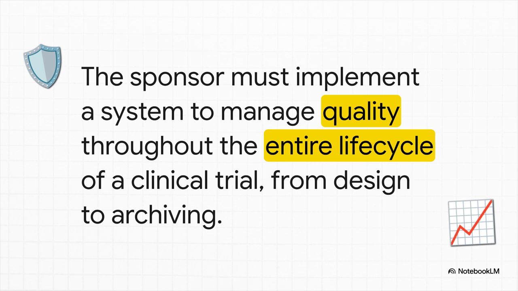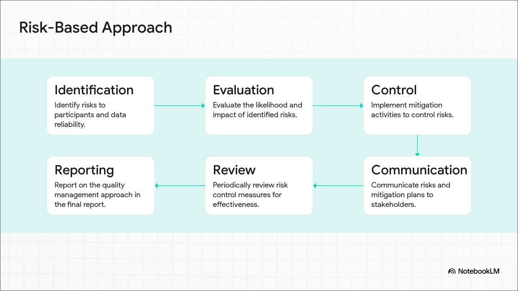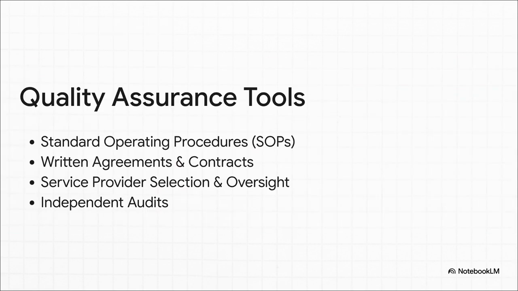And its sole purpose? To protect the people in the trial and to make sure the data we get is trustworthy. The modern way to do this is with a risk-based approach. It's a constant cycle. You have to identify what could go wrong, figure out how bad it could be, and then put controls in place to stop it. But it doesn't end there. You're always communicating about those risks, reviewing them, and reporting on them. It never really stops.